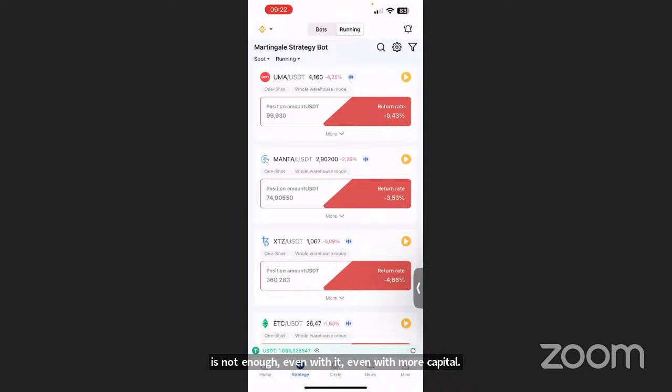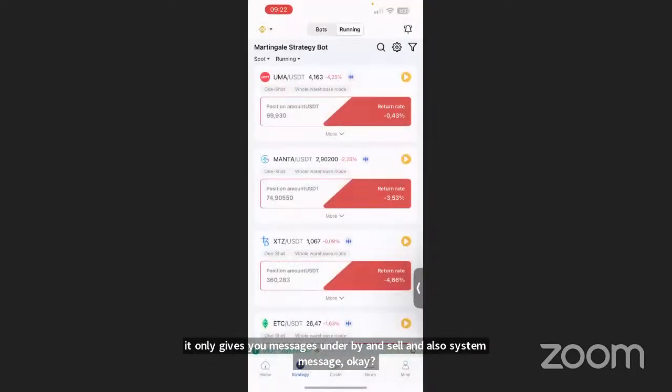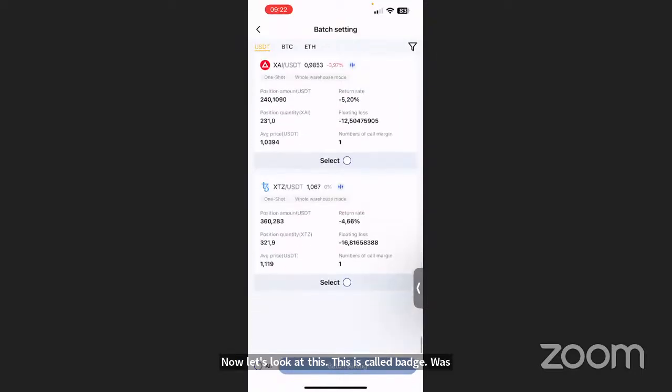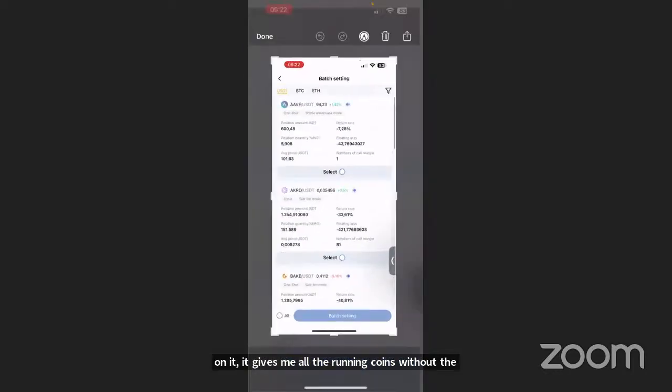So this search button, I've told you what it's used for. This one too, you already know. This notification bell, you know, it only gives you messages under buy and sell and also system message. Now let's look at this. This is called batch setting. Once I tap on it, it gives me all the running coins without the stopped coins.